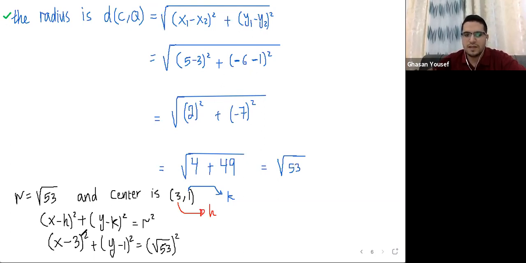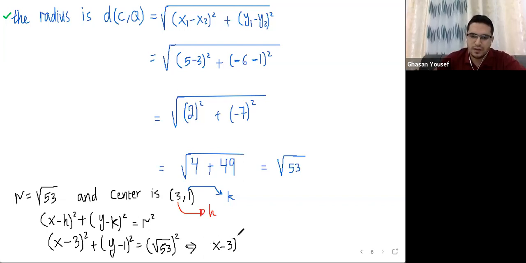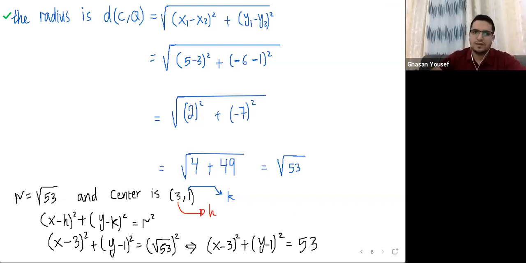Now you plug inside the circle equation, and I will get x minus 3, everything square, plus y minus 1, everything square, equal the square root of 53, and the radical of 53 squared is positive 53. Makes sense? Any question?